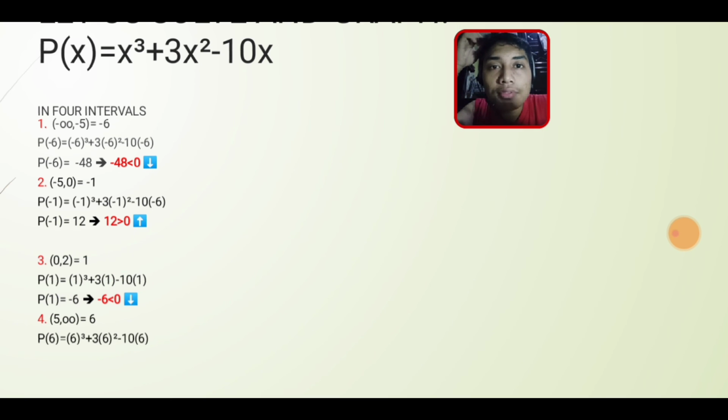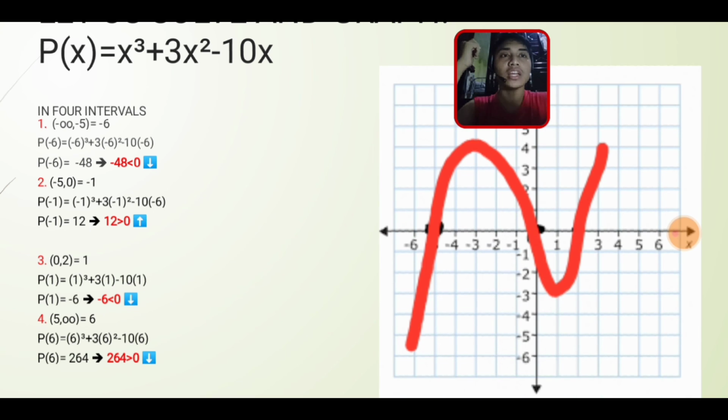So, next. Number 4. So, we have 5 to infinity, we choose 6. So, nire-replace lang natin lahat ng x dyan ng 6. So, ang naging result is 264. Ang laki, no? So, pataas. Siyempre, greater than 0 eh. So, yan na yung graph natin.